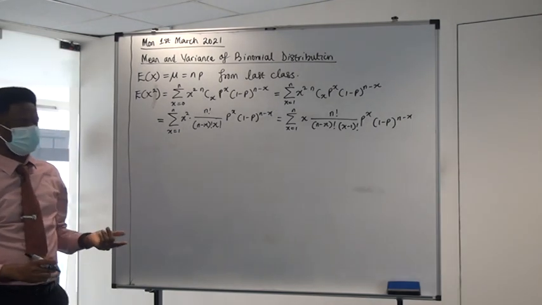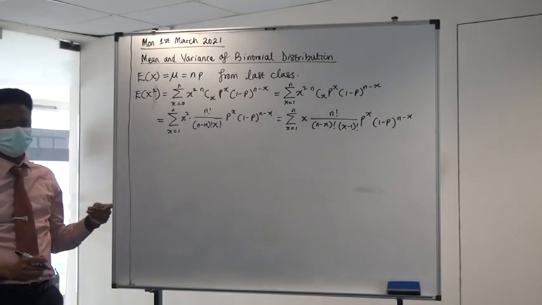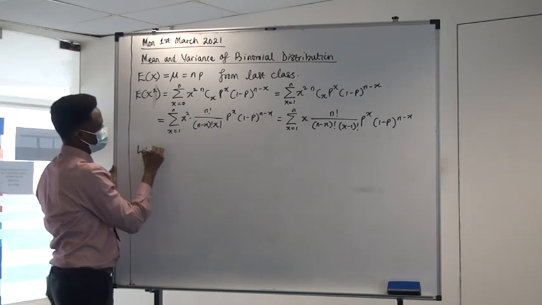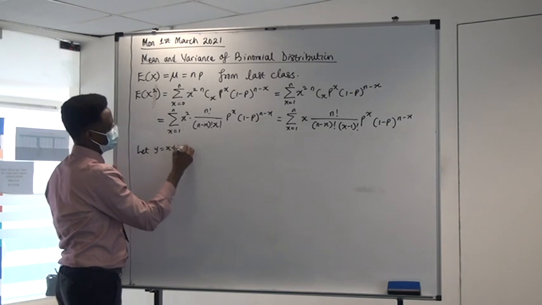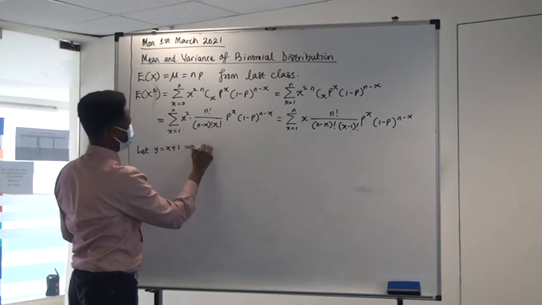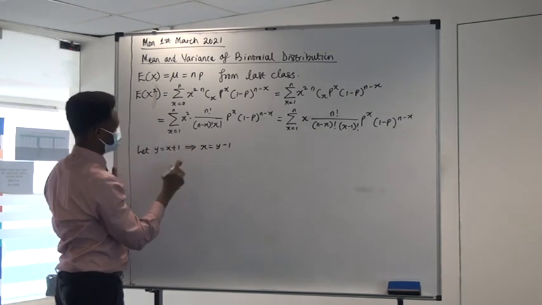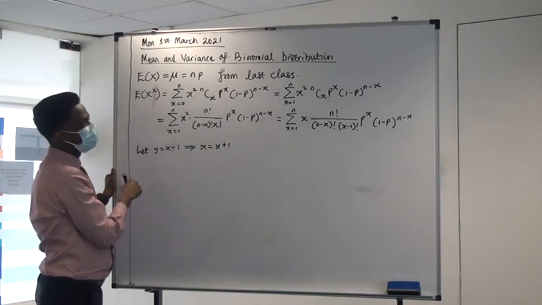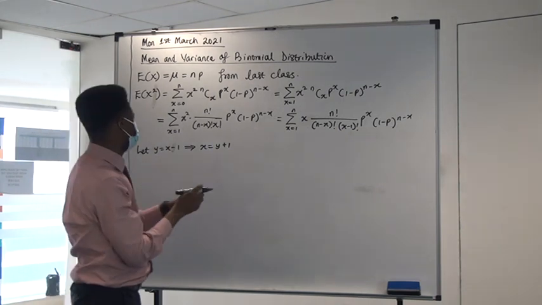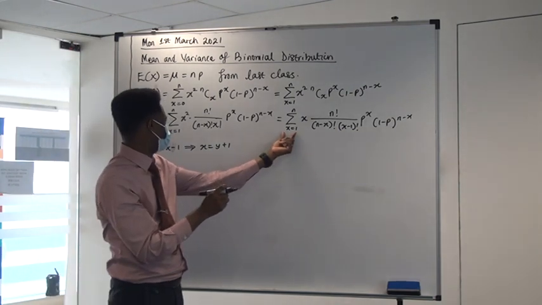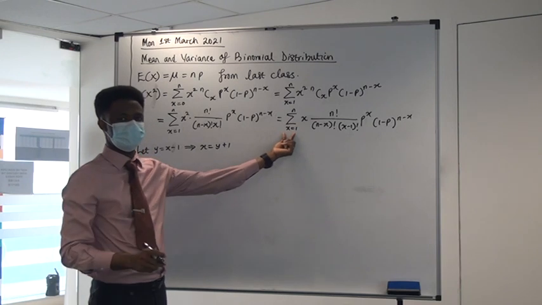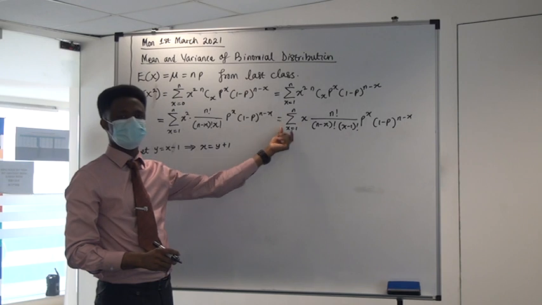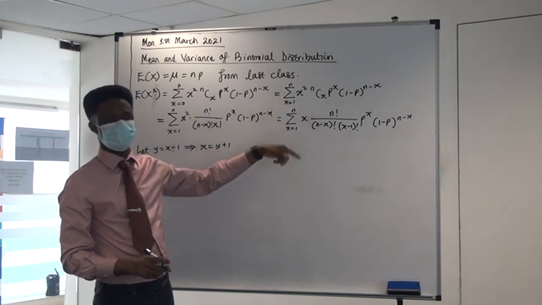Then we transform the variable by letting x minus 1 be another variable, y. So let y be x minus 1, so that our x will be equal to y plus 1. And rather than from x equal to 1, it's going to be from y equal to 0. And for them to be n in number, it should be y equal to 0 to n minus 1, because they have to be n in number.